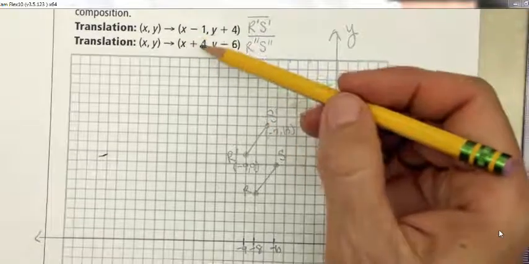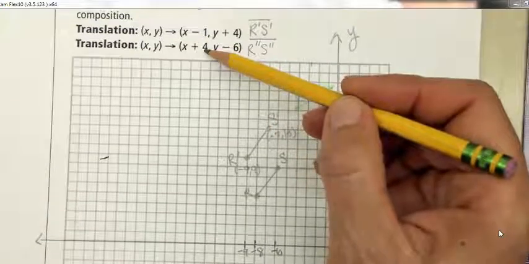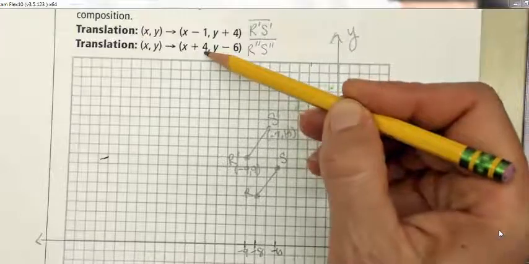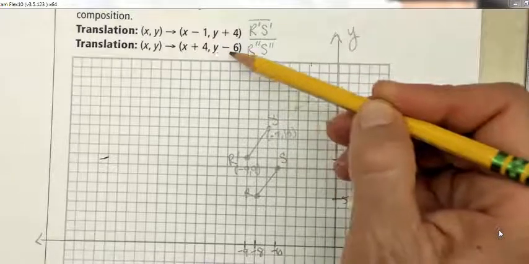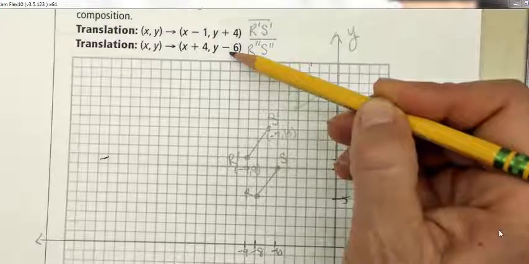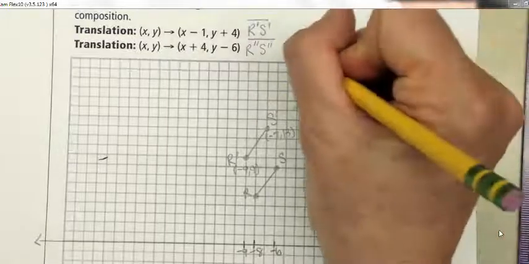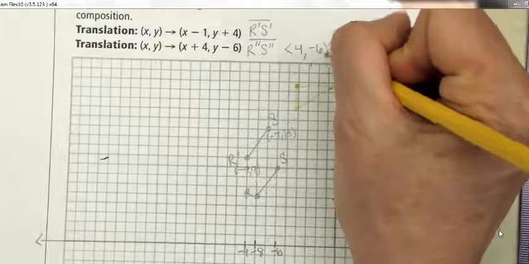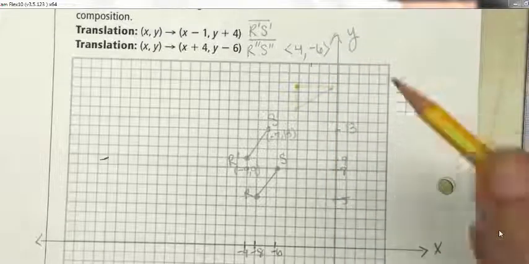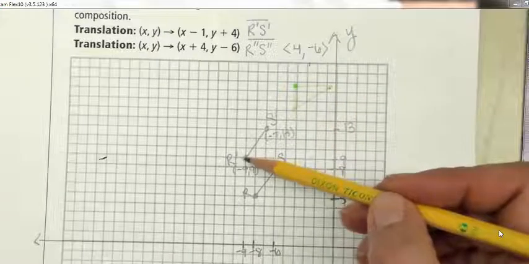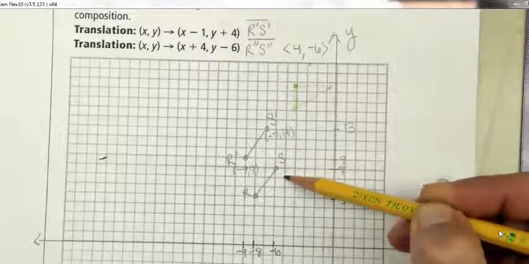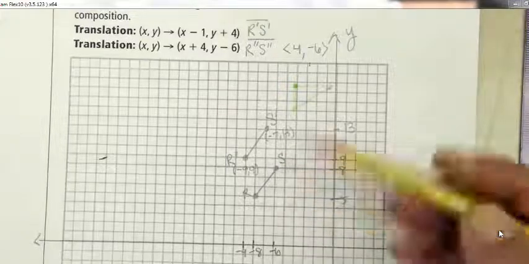All right, now from segment R prime S prime, I'm going to go and do my second translation. So my second translation is going to, now every X value gets added 4, and every Y value gets subtracted 6. Or if you thought of this as a vector, it would be right 4, down 6. Make sense? Okay, so I'm going to go right 4, 1, 2, 3, 4, and then down 6. 1, 2, 3, 4, 5, 6.